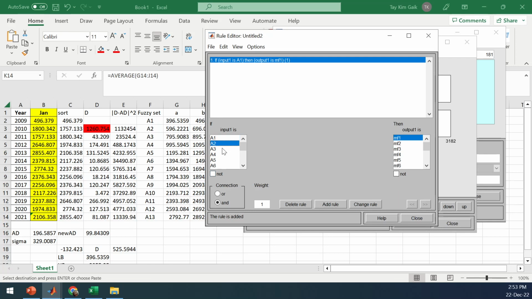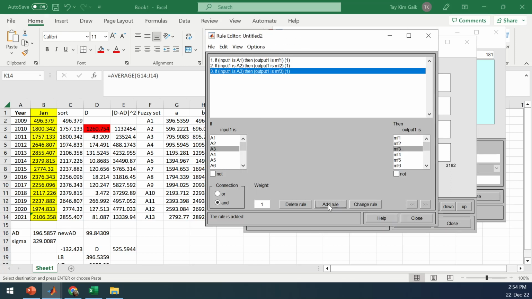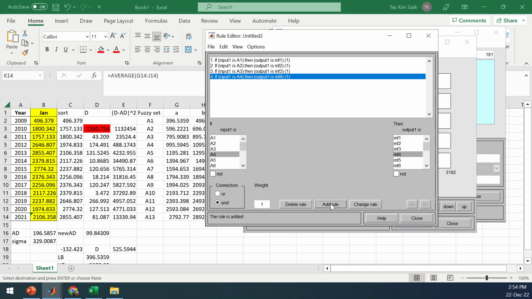If the input is in A2, then the output is in membership function 2. You add rule. If the input is in A3, then the output is MF3, which is actually the midpoint of A3. So add rule. So repeat for all the membership functions.